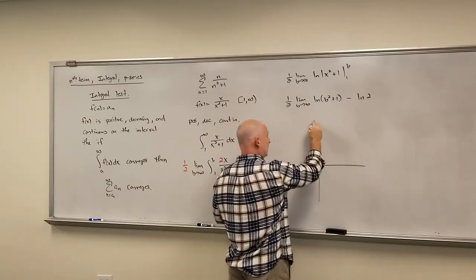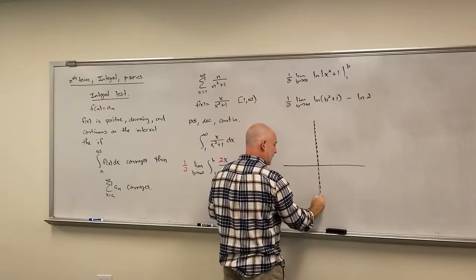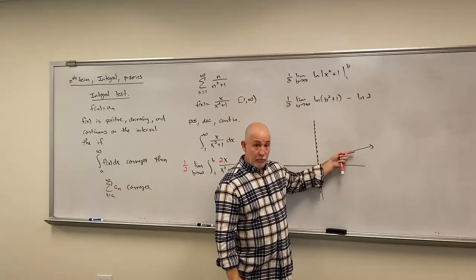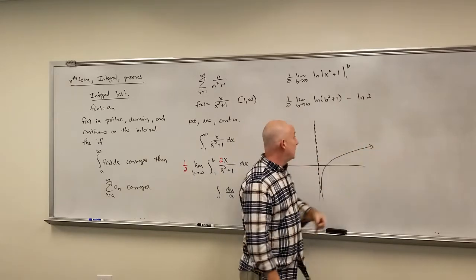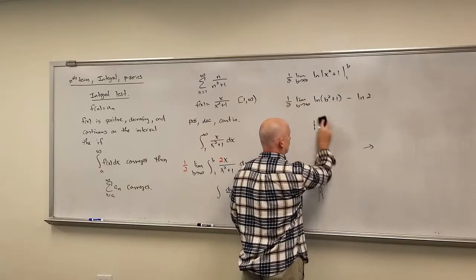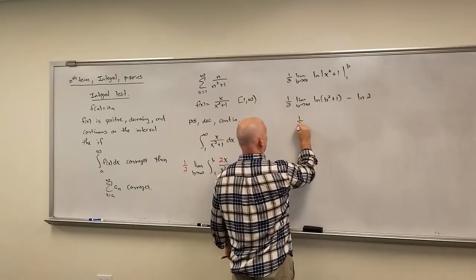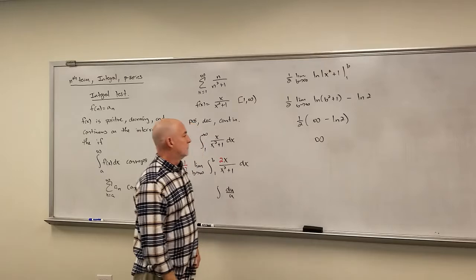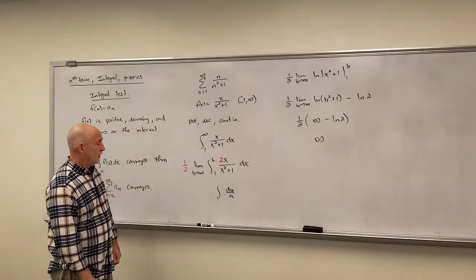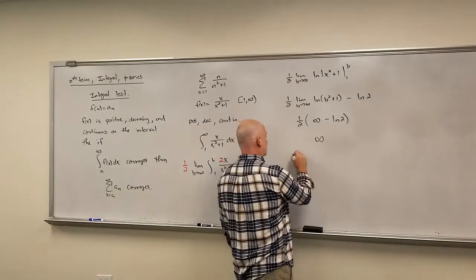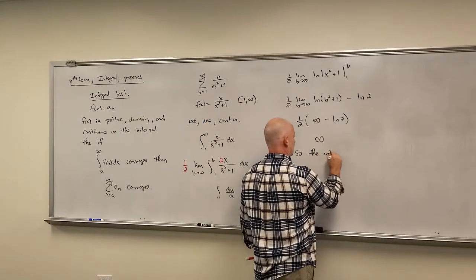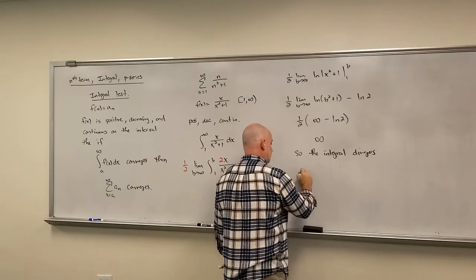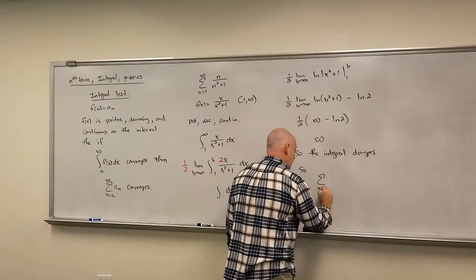Again, it's amazing how helpful knowing what the picture looks like is, because I know the graph of the natural log looks like that. So as I head this way, even though it's going up really, really slowly, it's still going up towards infinity. So this is going to be, get that out of here for a little bit more room, 1/2 of infinity minus the natural log of 2. Well, that's still infinity, right? Half of infinity is still infinity, which means the integral diverges.